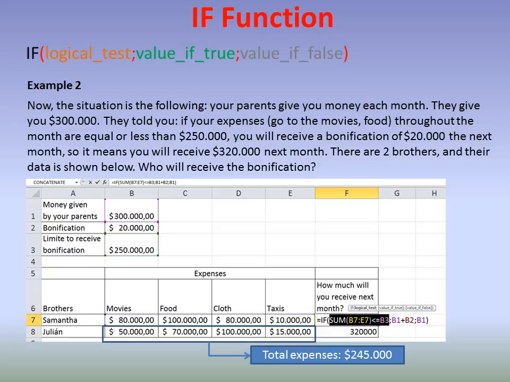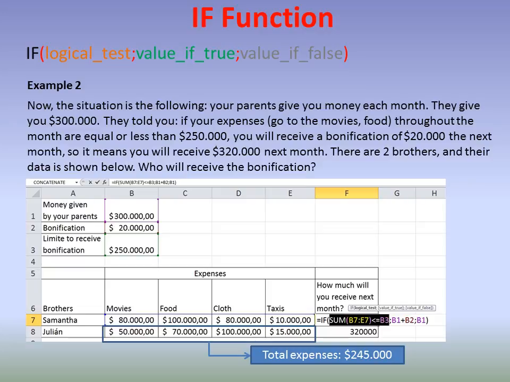If you see the formula, cell F7, you have at the beginning the logical test, the first part of the IF, as the sum of the expenses has to be less or equal to the limit. It means 250,000. If you meet that condition, it means if the logical test is true, you will receive the same 300,000 plus the bonification. If not, you will just receive the same 300,000.